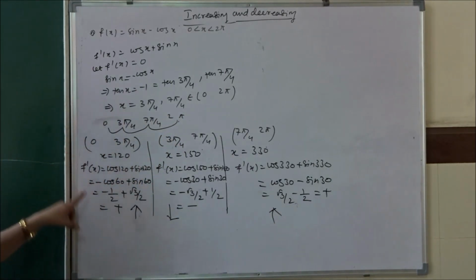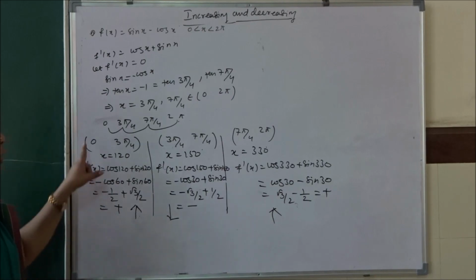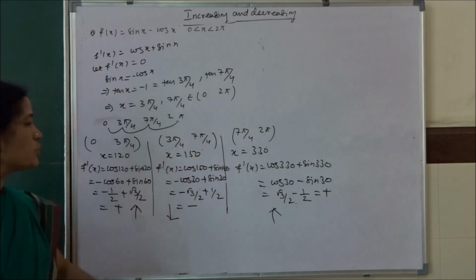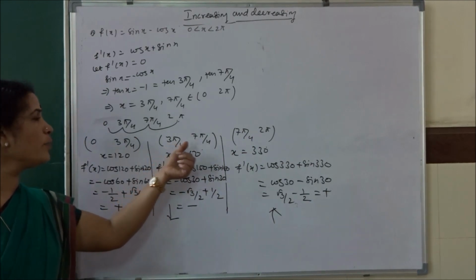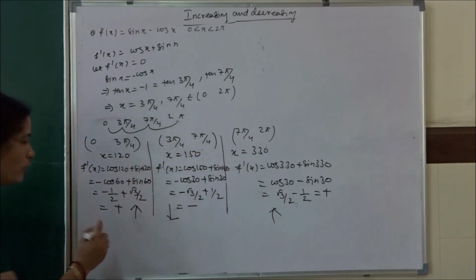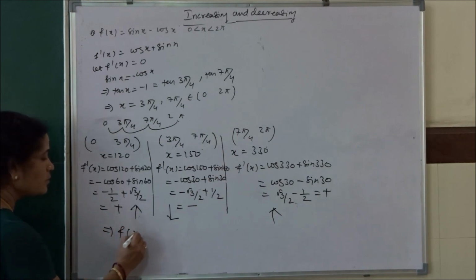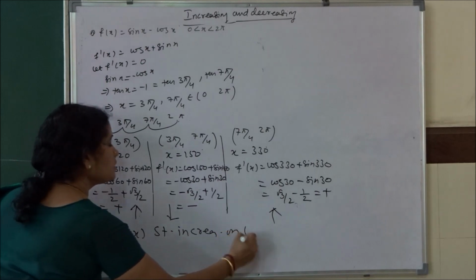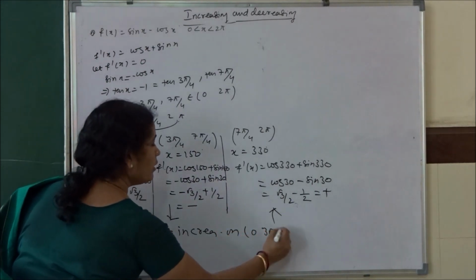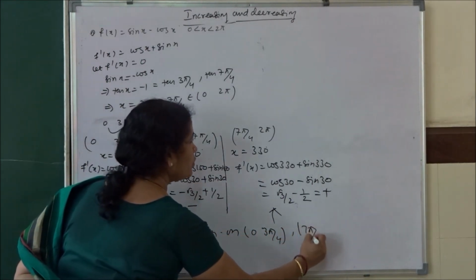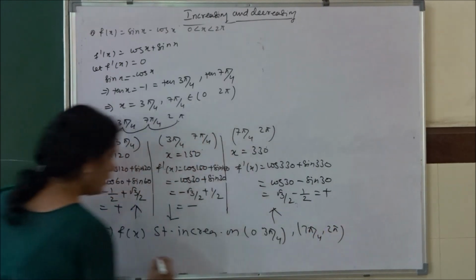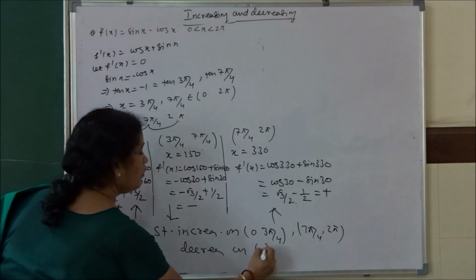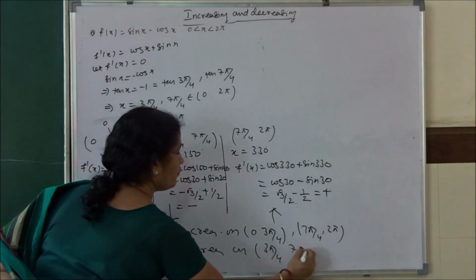So now we are getting f(x) is strictly increasing on 0 to 3 pi by 4 and 7 pi by 4 to 2 pi, and strictly decreasing on 3 pi by 4 to 7 pi by 4. Are you clear? So this implies f(x) is strictly increasing on 0 to 3 pi by 4 and 7 pi by 4 to 2 pi, and strictly decreasing on 3 pi by 4 to 7 pi by 4.